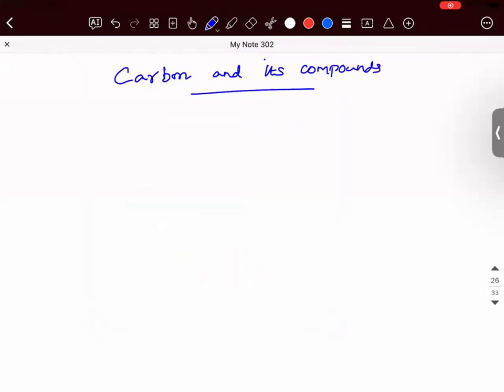So yesterday we saw how to prepare acetic acid, and we discussed the chemical and physical reactions of acetic acid. Today we are going to discuss soaps and detergents. What is soap? What is detergent?